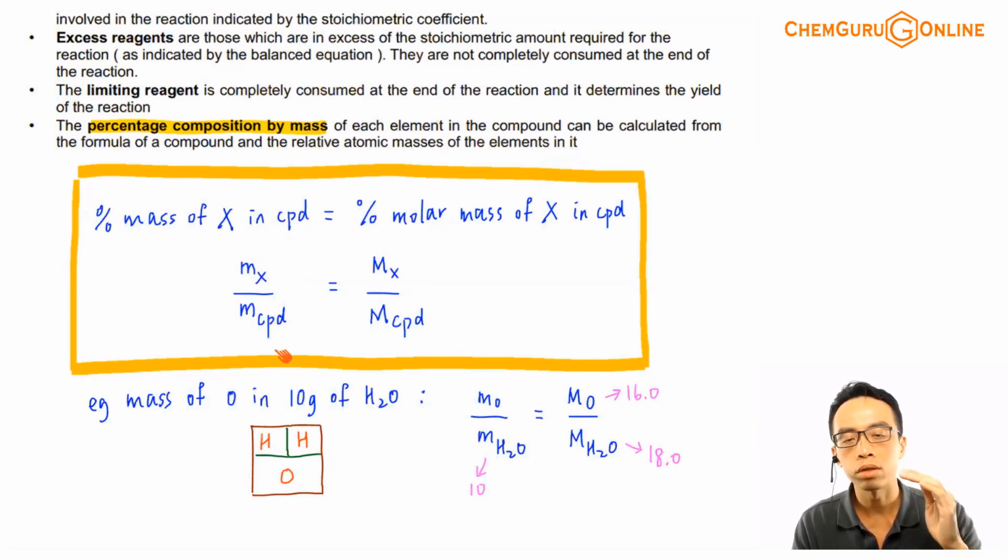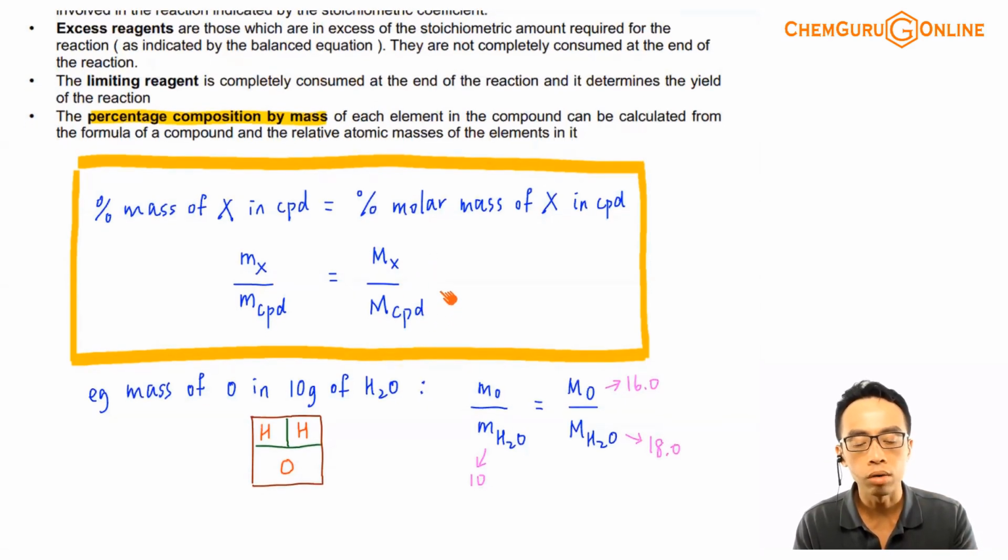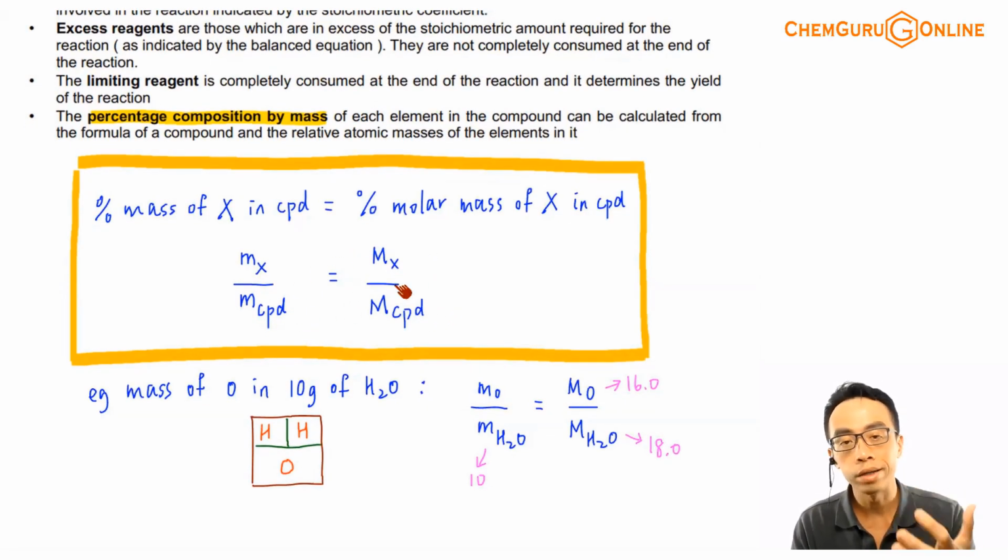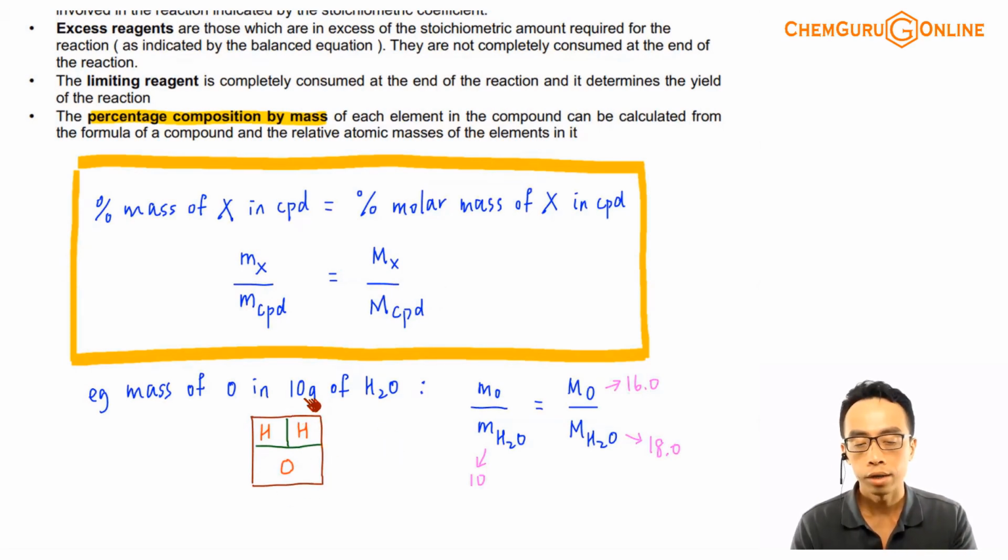Mass of element to the mass of compound equals the molar mass of the element to the molar mass of the compound. So where does this idea come from? What's the rationale behind this? Maybe we use water as an example because everybody is familiar with water, right?